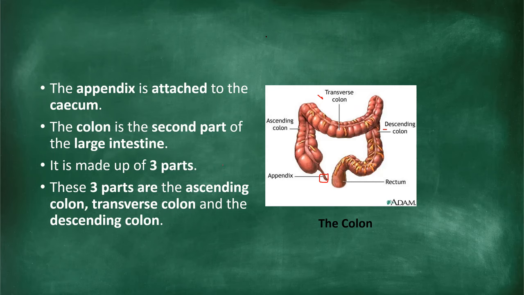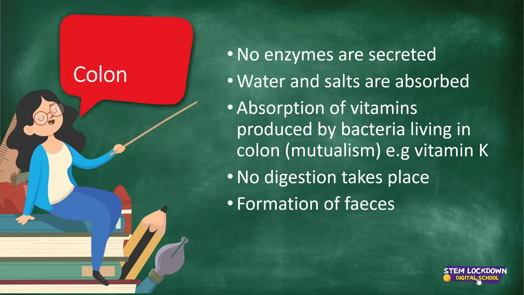So what happens in the colon? No enzymes are secreted in the colon. Water and salts are absorbed. Vitamins produced by bacteria living in the colon, for example vitamin K, are absorbed. And no digestion takes place. This is very important to note, that no digestion takes place in the colon.